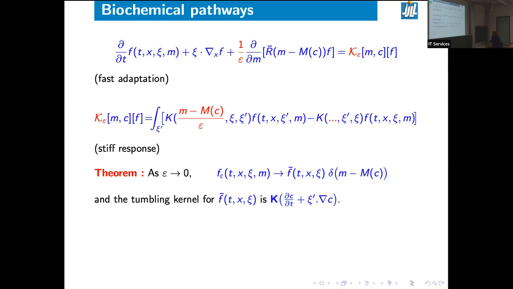Okay, so the theorem tells you that when epsilon converges to 0 in this model with internal variable, then the f epsilon will converge to a function f bar, which only depends on t and x. The Dirac mass at equilibrium. So in this fast reaction limit, you are always at equilibrium, but the small disequilibrium remains and creates exactly the kernel K for the function F bar.